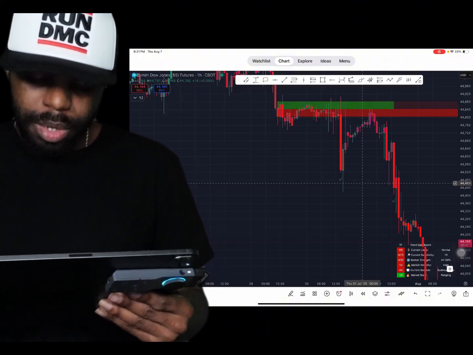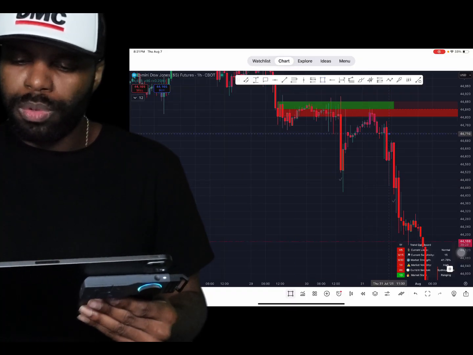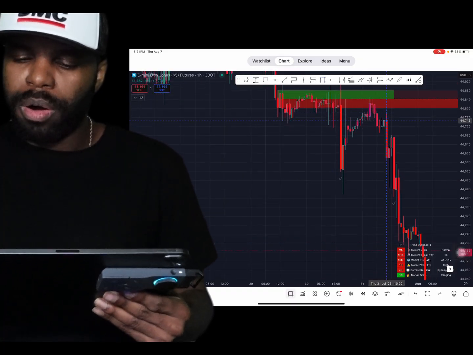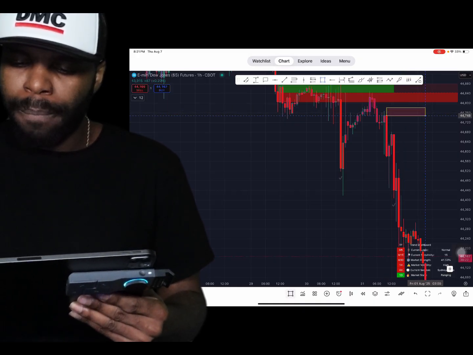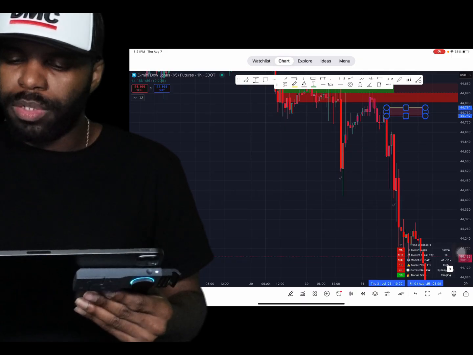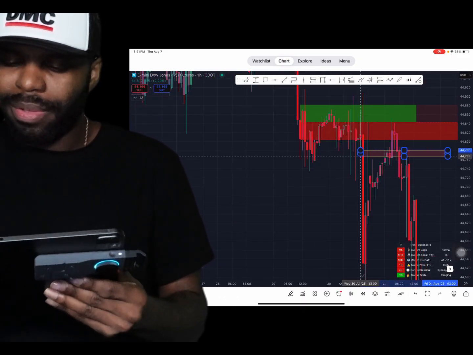So I'm going to mark up my zone. I'm going to get my rectangle tool, and I like to draw my rectangle from the wick to the body, and that will give me my zone. And then what I like to do also is drag it.